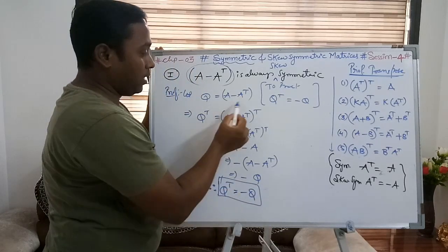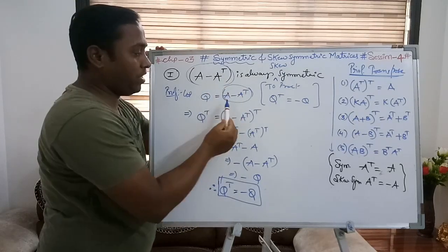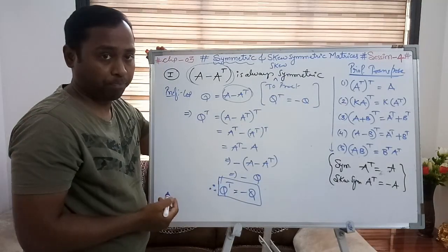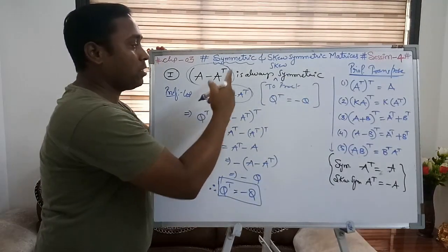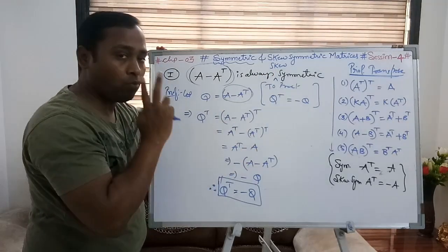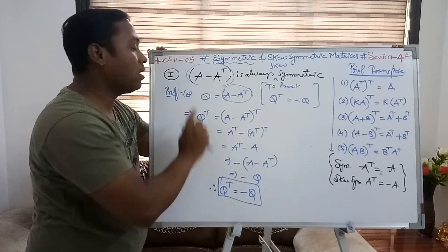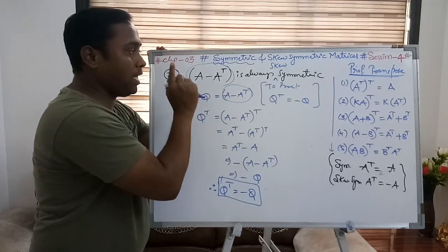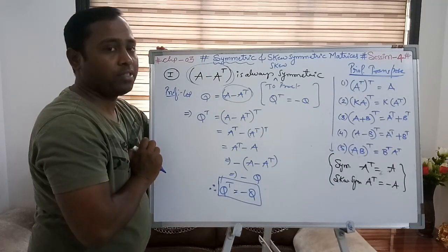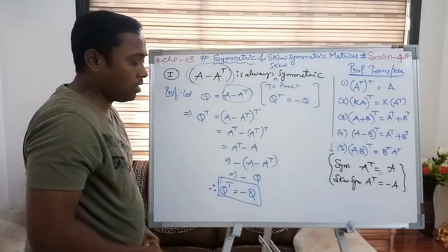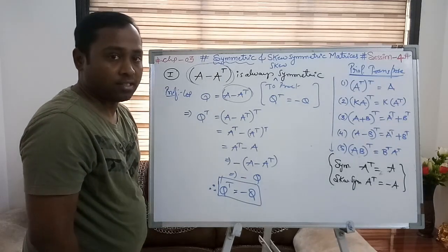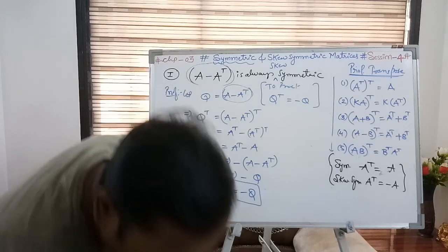Hence, what is Q? This operation. So this operation is always a skew symmetric matrix. I repeat, this operation is always a skew symmetric matrix. We have proved two important results here. The first one, A plus A dash is always symmetric. A minus A dash is always a skew symmetric matrix. Now, the third important result which we are going to prove.